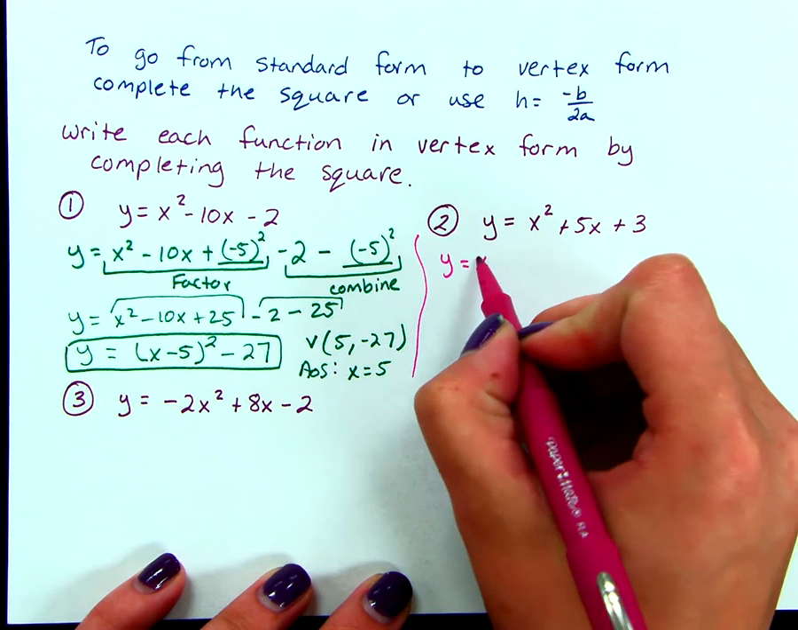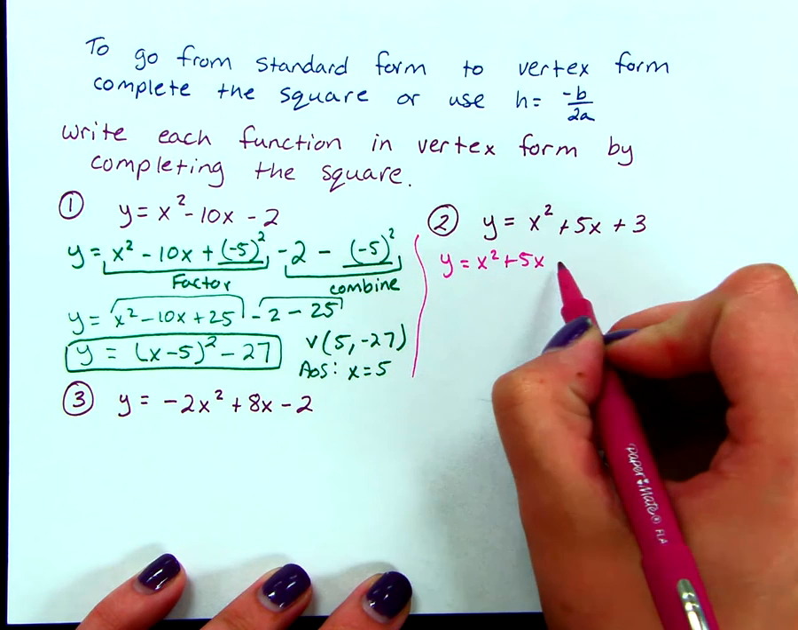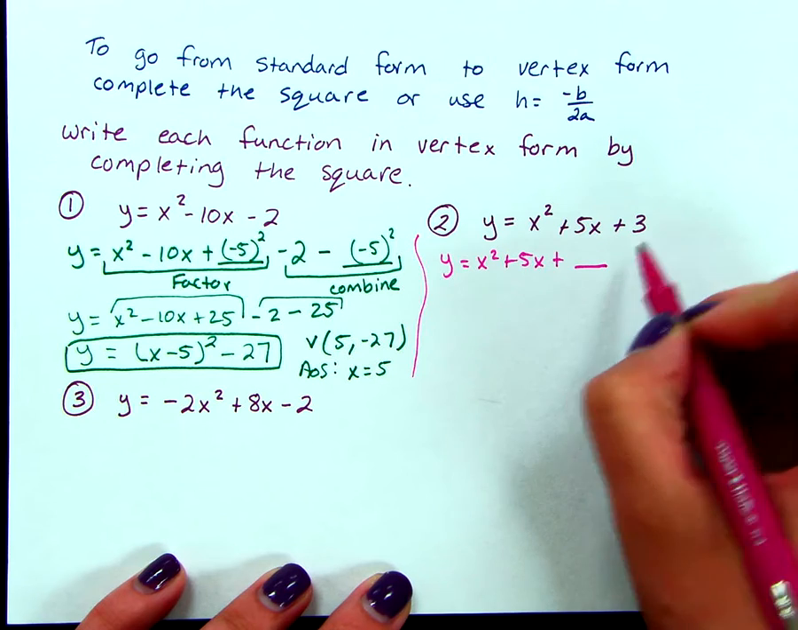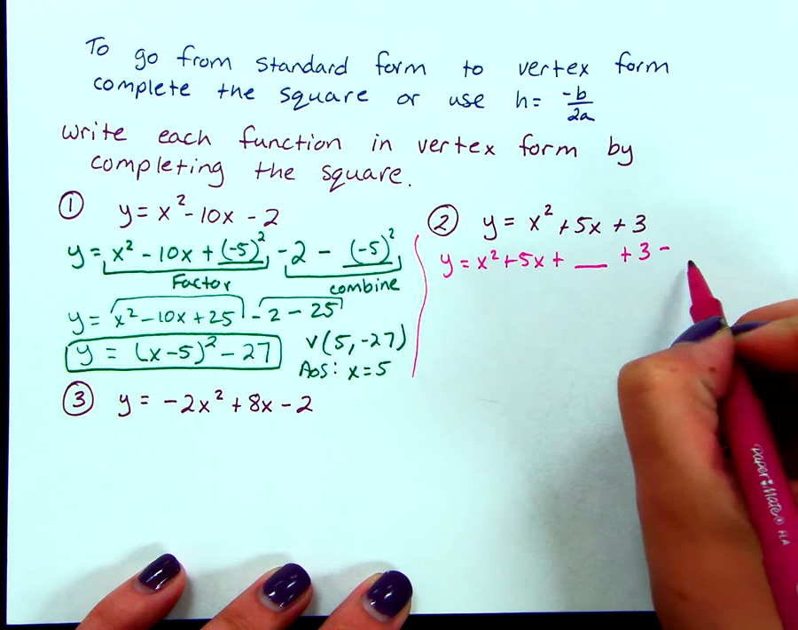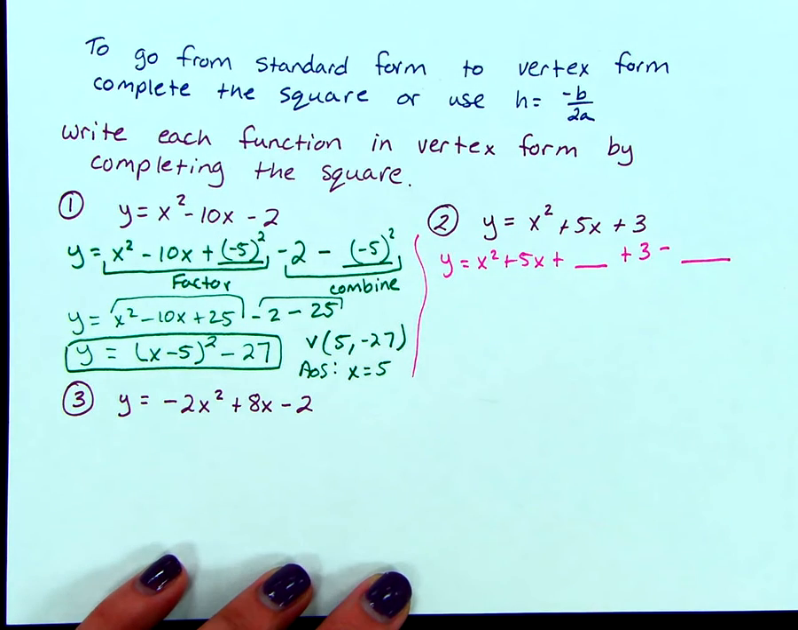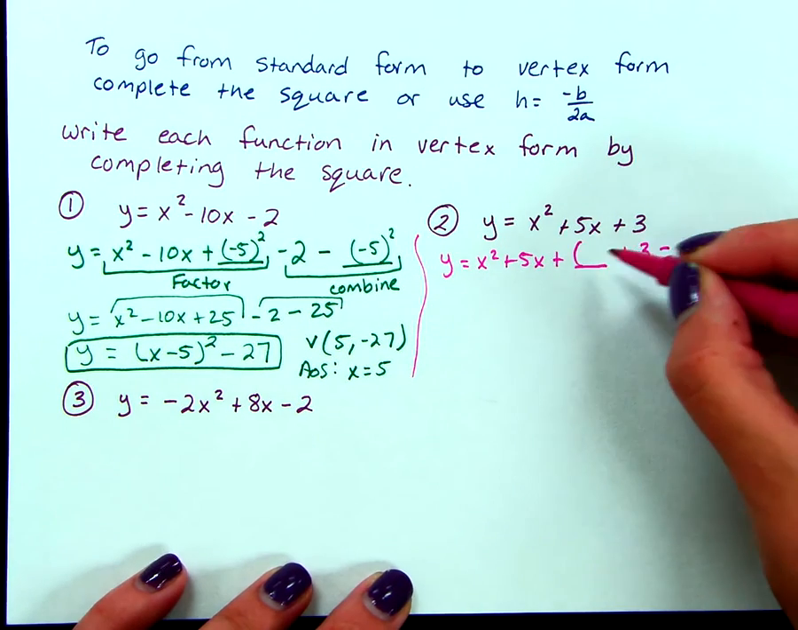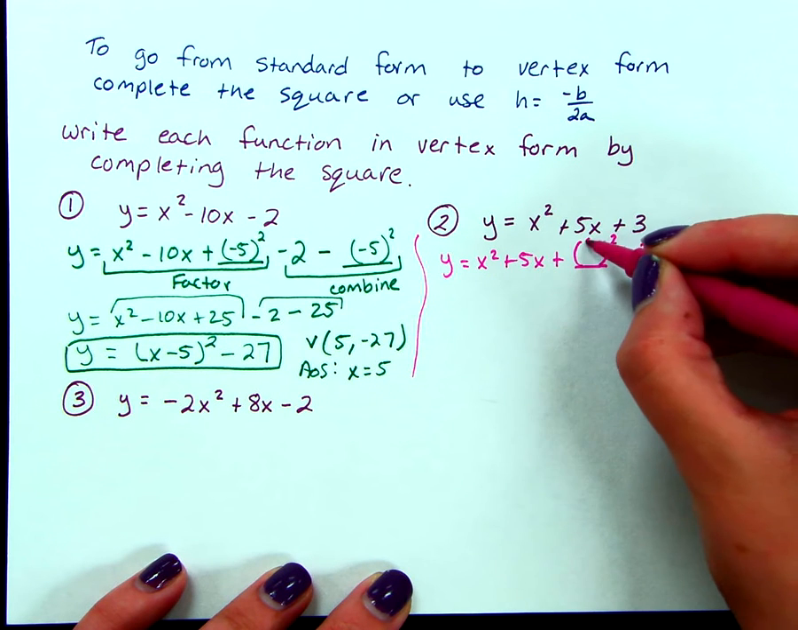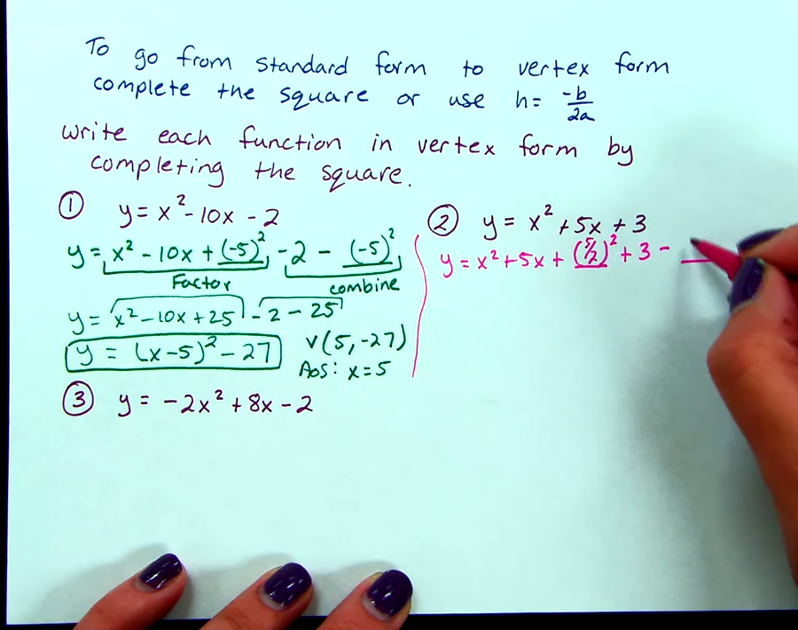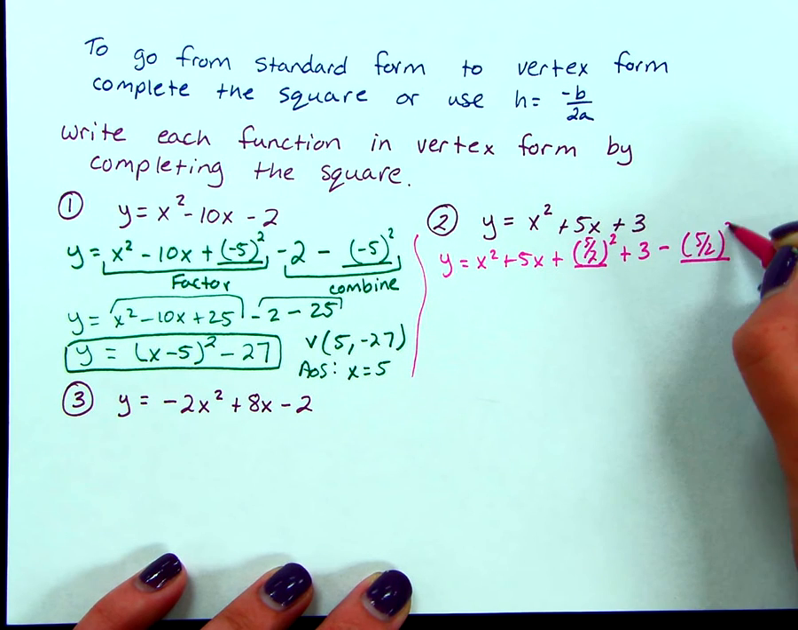We will have x squared plus 5x. We're going to leave room to complete the square. And then I also need to subtract that same number so that we're not changing the problem. So again, it's going to be the middle term divided by 2. So this is 5 over 2. And then 5 over 2 squared.